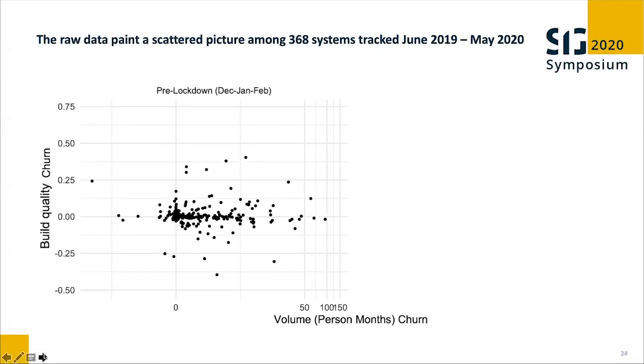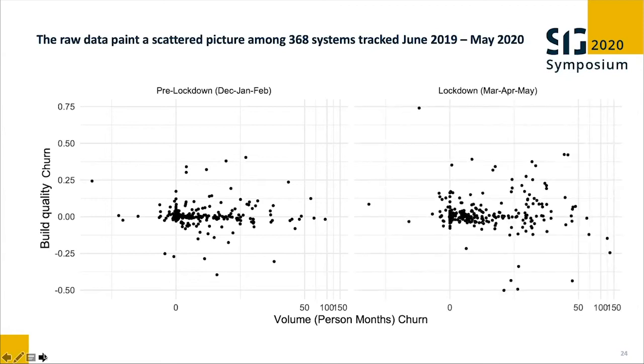So you see the build quality churn as basically the change compared to the previous period, and their volume, so their production. You see here quite a scattered and diverse picture that is pretty hard to read. If we go to the next one, we'll add actually the lockdown period results. Also quite scattered, quite a lot of variation among the data.